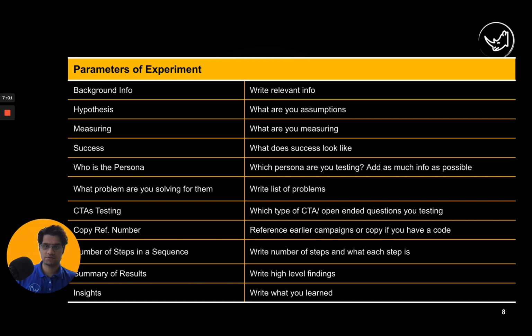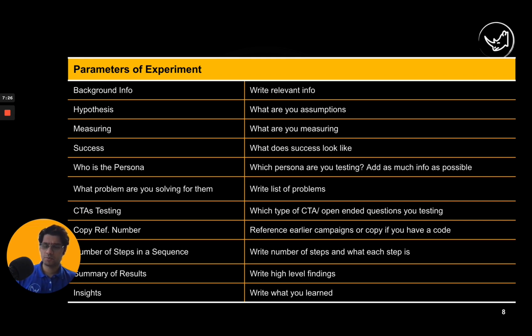I'm a big fan of, as you can see, very basic tables, right? But these are the parameters of an experiment, and we can briefly go over it. You want to have, okay, what's the background info? What am I trying to do here? What's the hypothesis I'm testing? What am I actually measuring? What does success look like? Who is the respective persona? What problem are you solving for them? And which CTAs am I using?